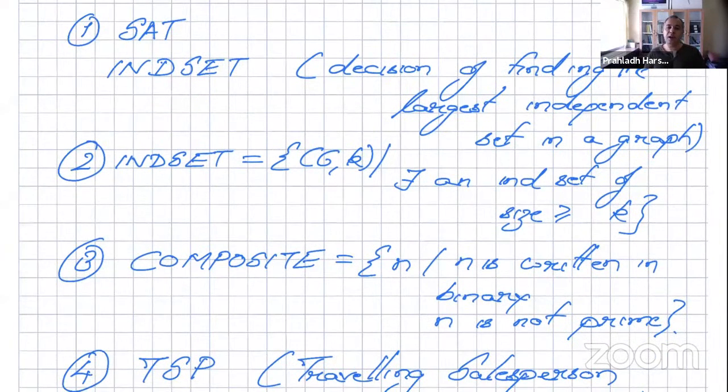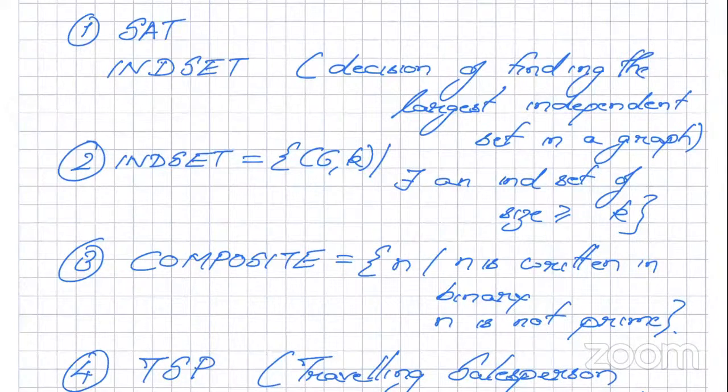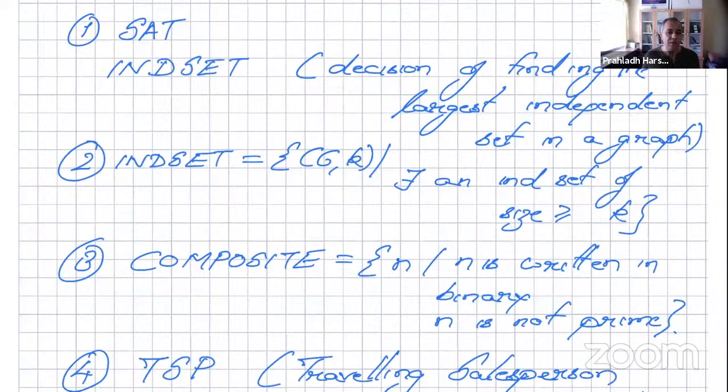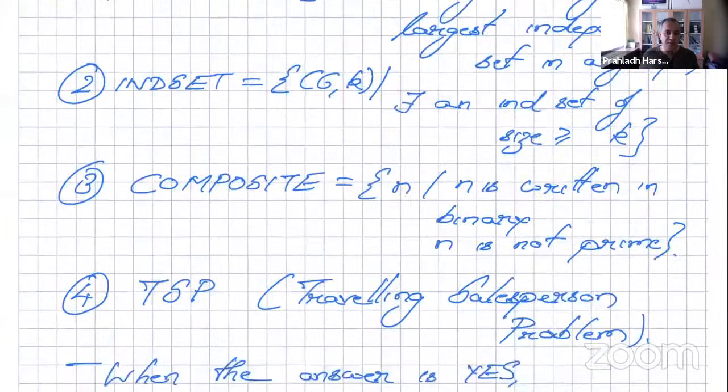Similarly, independent set. I tell you that this graph has an independent set of size larger than k. What is a short proof that can convince me that the independent set is size larger than k? Give me an independent set of size k in the graph. All that I now need to check is that there are no edges between these vertices of the independent set.